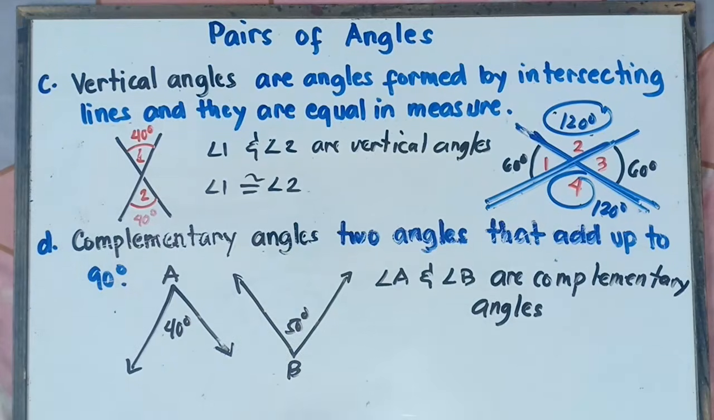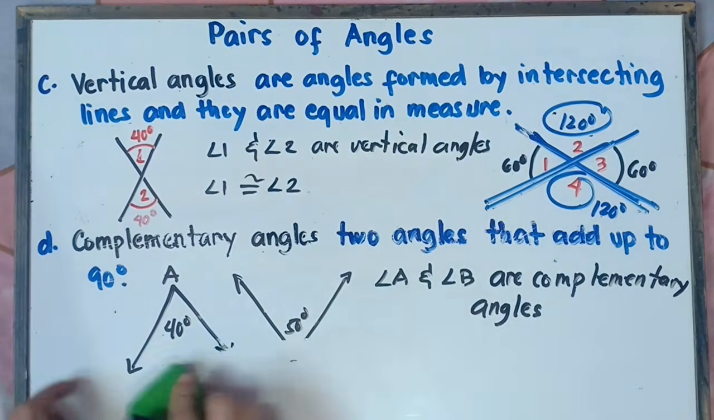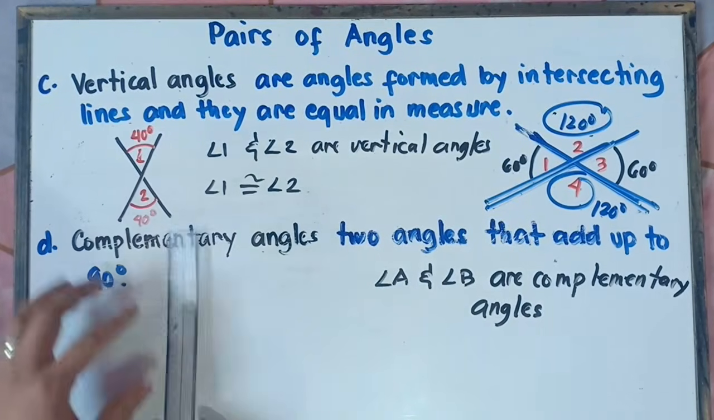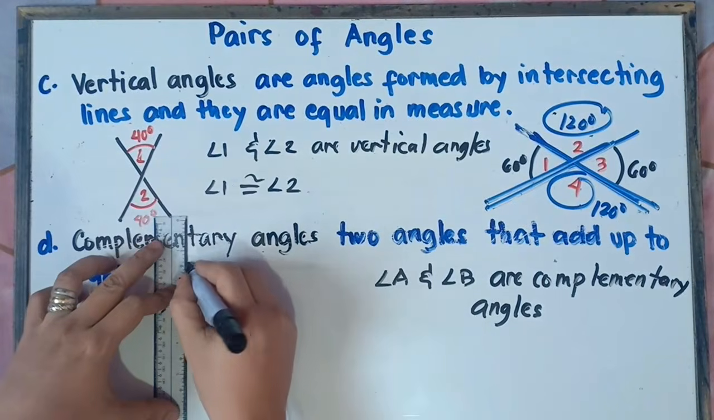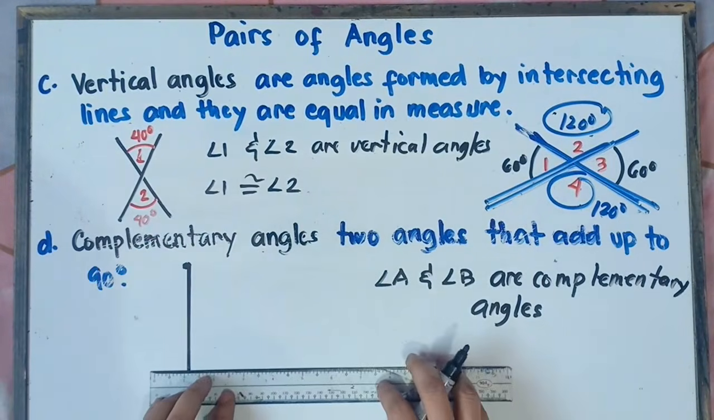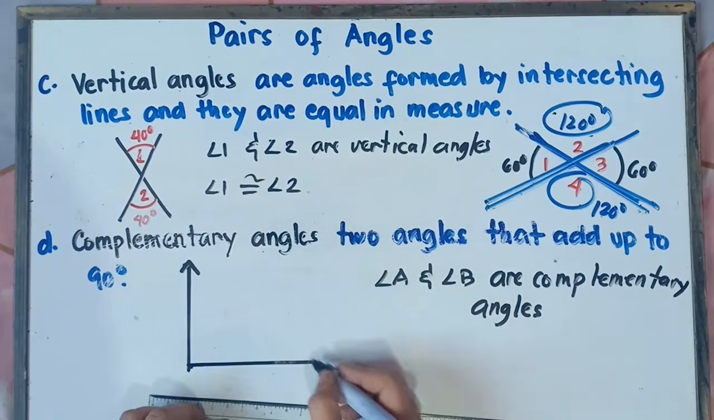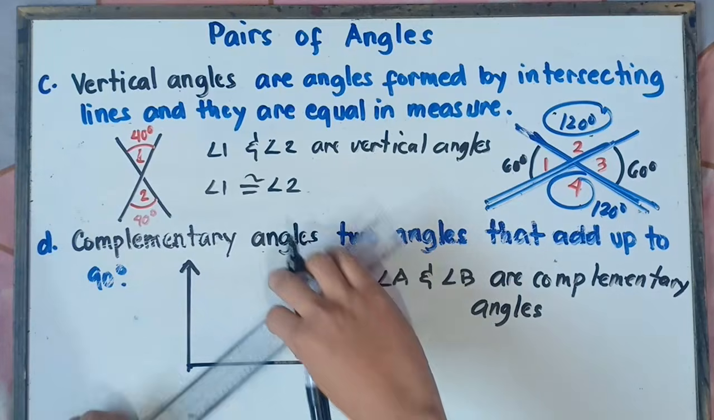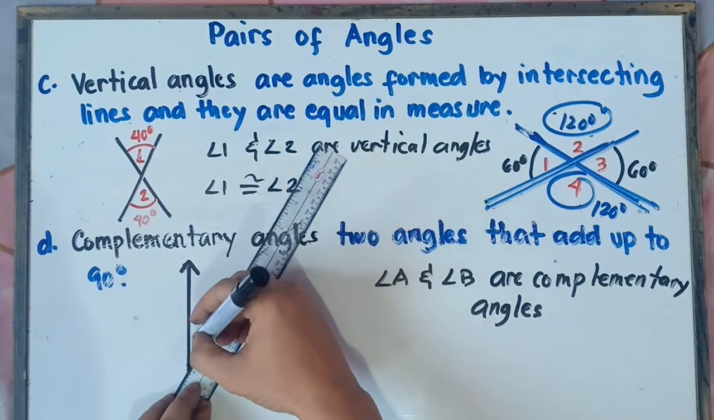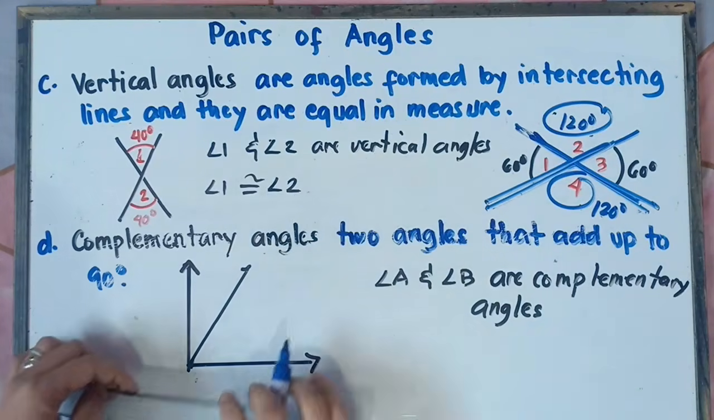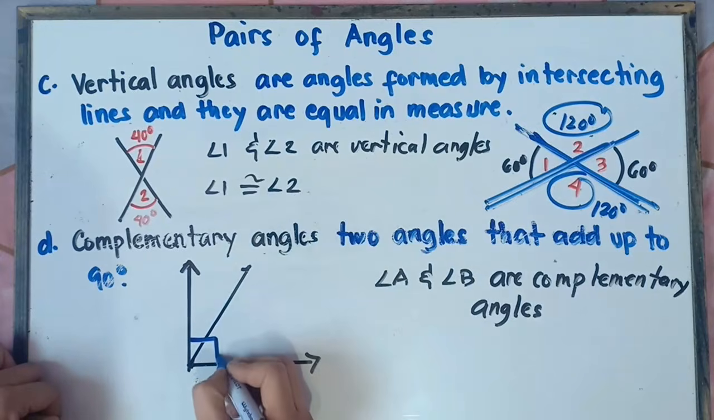Let's have another example, class. Another illustration, quite complicated. What if you have this illustration, and then you have this ray, and then you have this box right here?